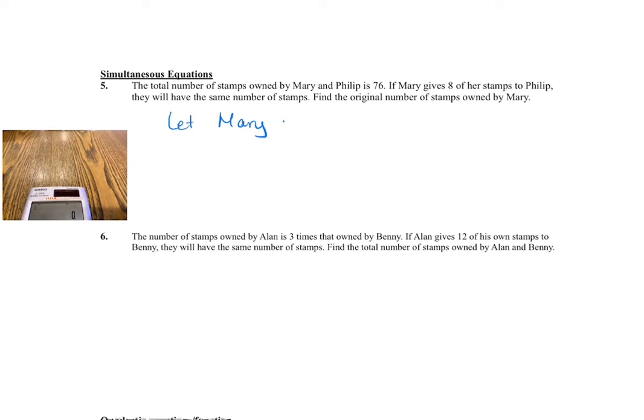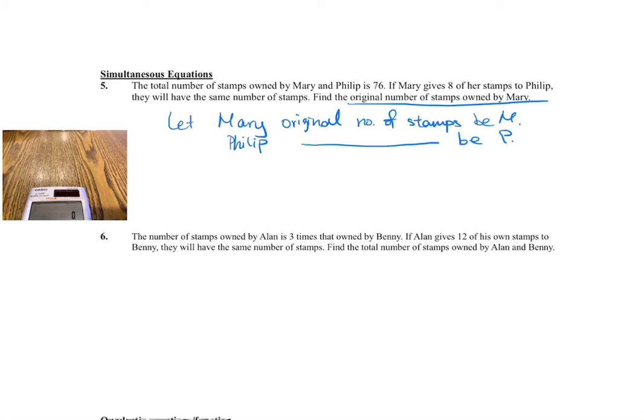Mary, because we have to find original numbers, so original number of stamps be M, and then Philip, same be P, because I'm too lazy, so you can write it. Yep. And then the first one is saying the total number of stamps they both own is 76. So Mary plus Philip is 76 in total.